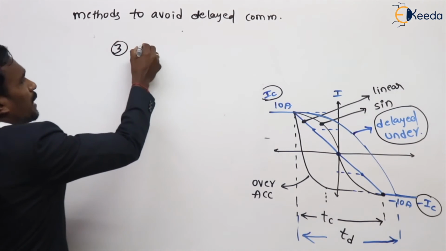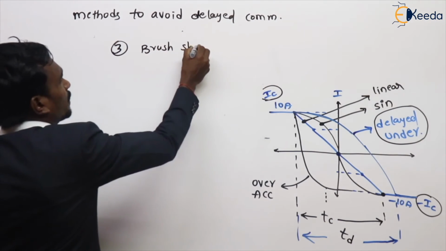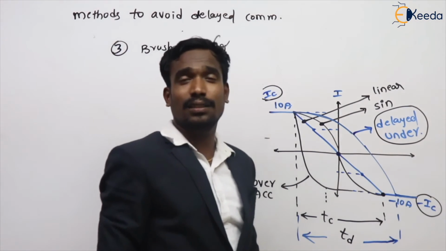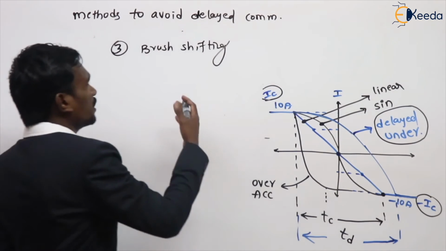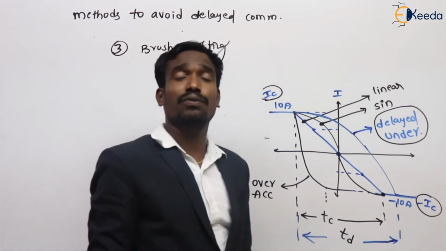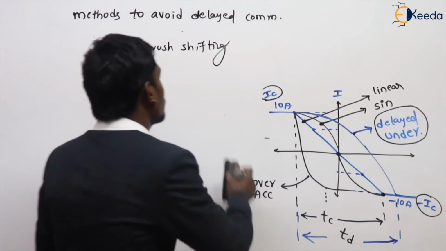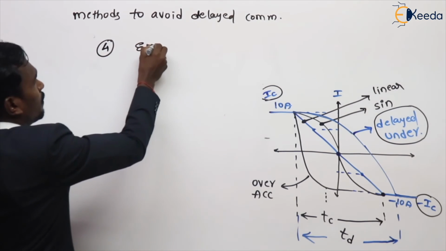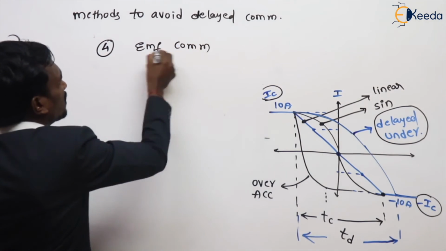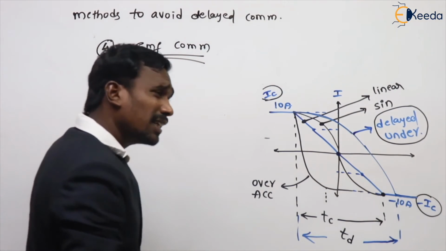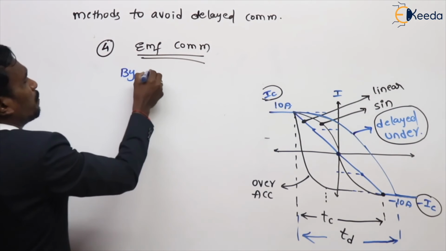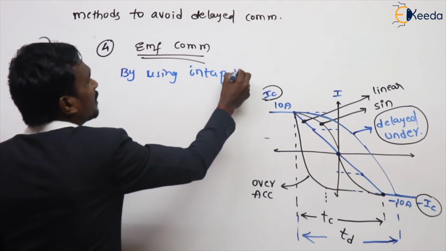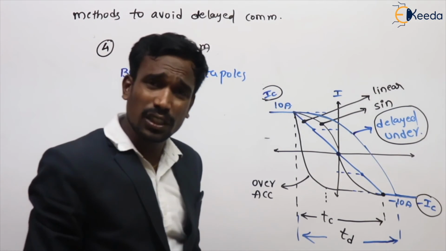Already you know, the brush shifting method. By the brush shifting method also, we can avoid this. You already saw how we can improve the commutation by shifting the brushes. And these three are the normal things. Now the fourth one, by EMF commutation. Sir, what is this? This is nothing but using interpoles, we can avoid the delayed commutation.